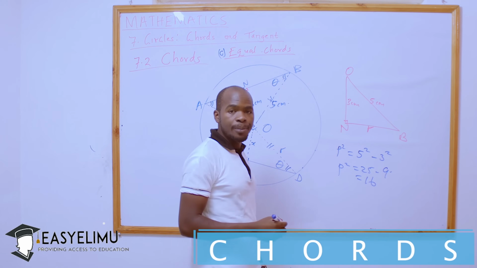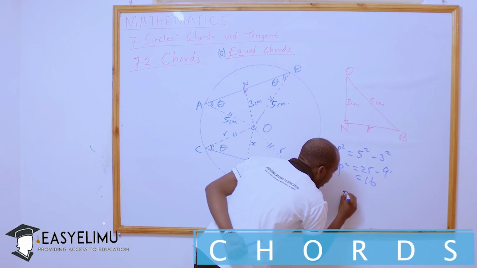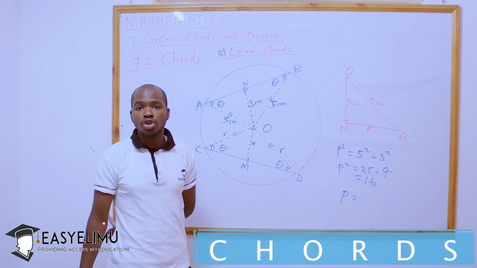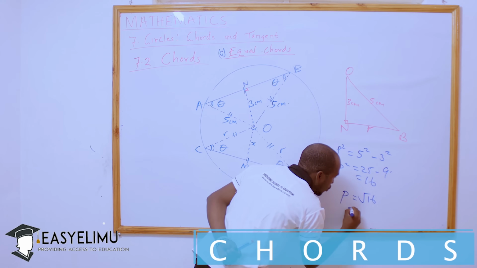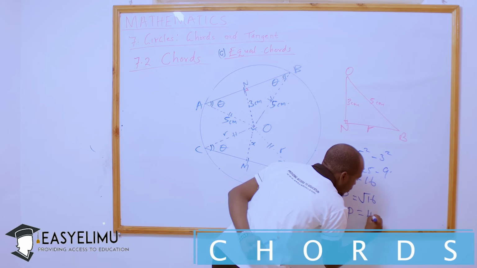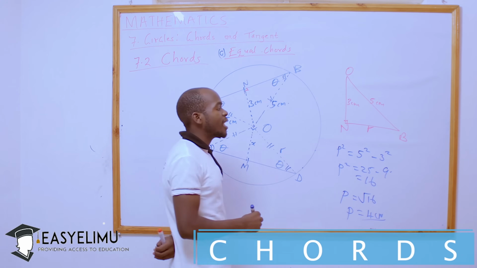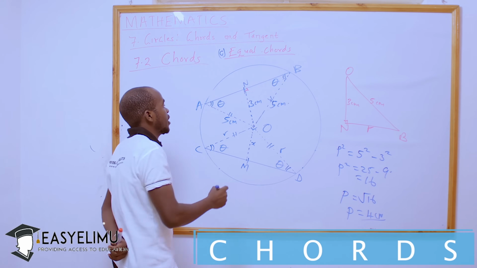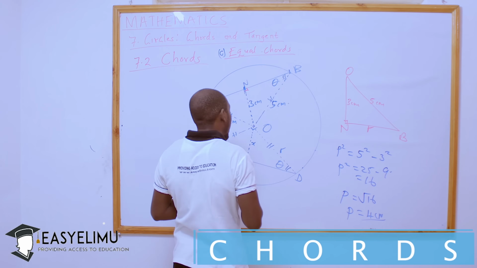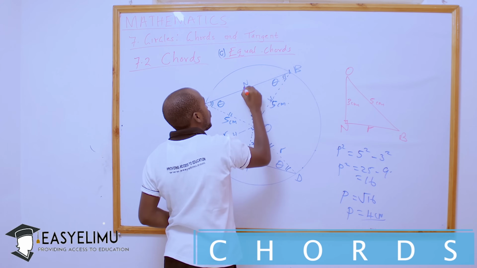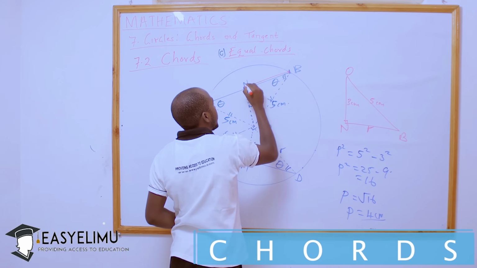But we need P. So to find P, you need to find the square root on both sides. Finding the square root on both sides, we find that the square root of 16 is 4 centimeters. So meaning that P is 4 centimeters, so NB there is equal to 4 centimeters.